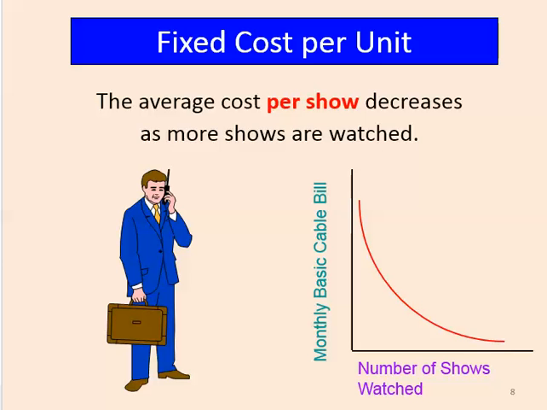Fixed cost per unit. Now, the average cost per show decreases as more shows are watched. So our basic cable bill is $100. If we don't watch any shows, we're going to pay $100. But the more shows we watch, the cost per show then actually goes down. That's with a fixed cost.